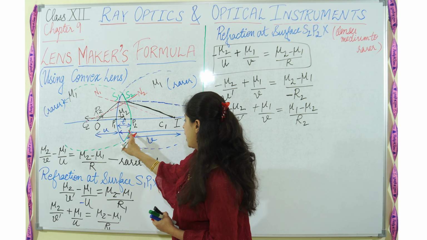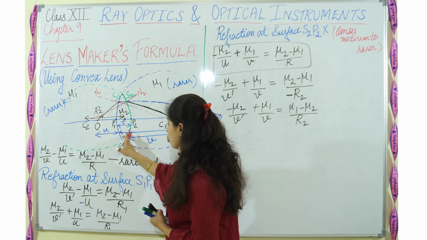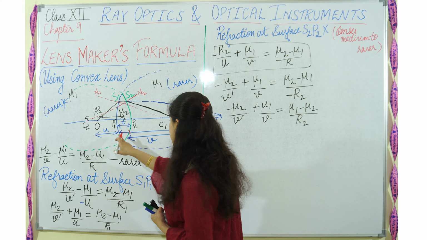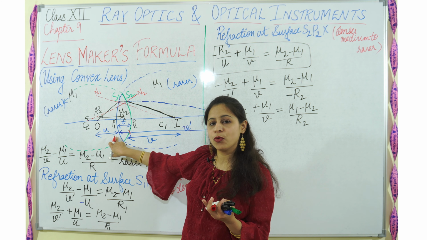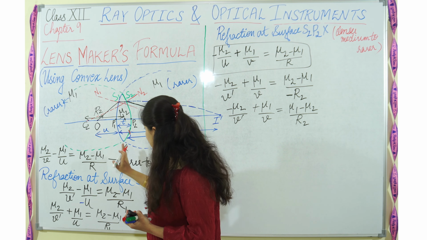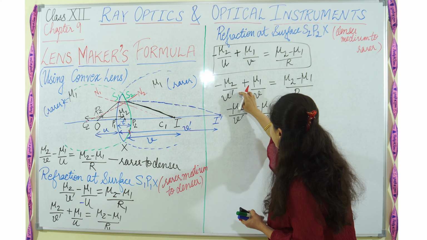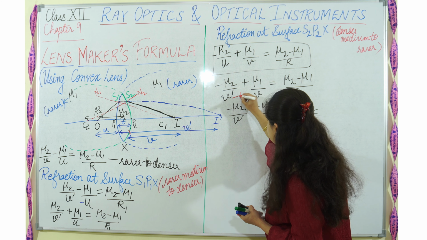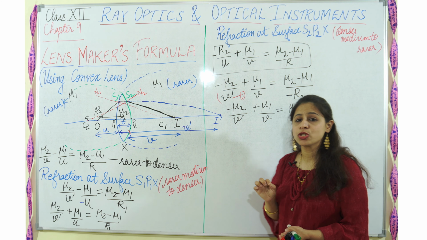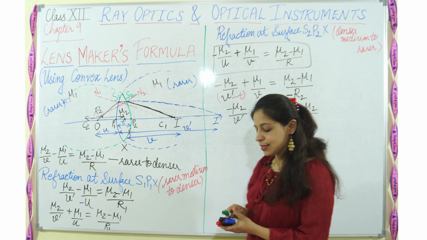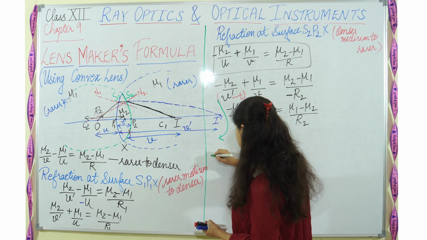This v dash has to be taken from this P2 surface because my surface is over here. And my v dash was formed from the S1 surface. So here in the place of v dash I can also write v dash minus t. But since I am taking my lens to be very thin, my t is neglected.